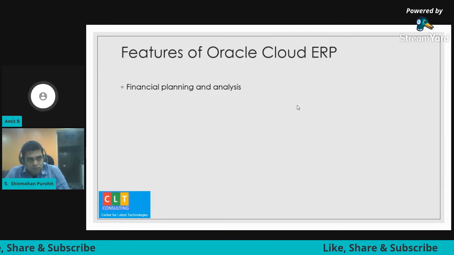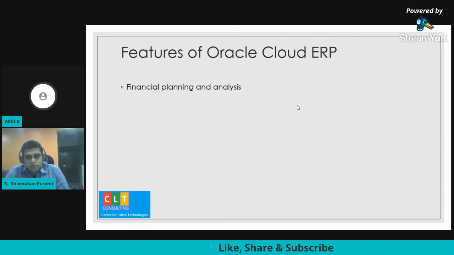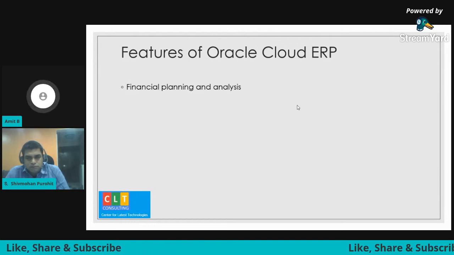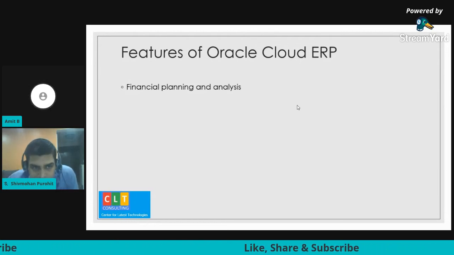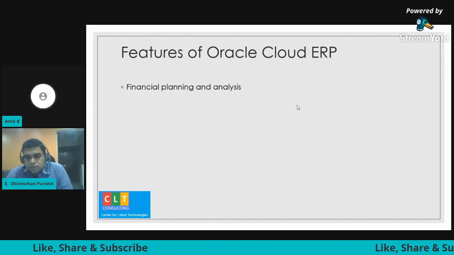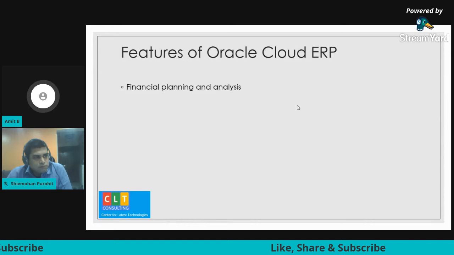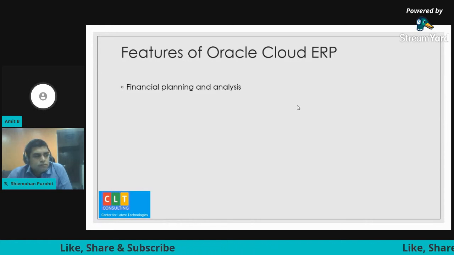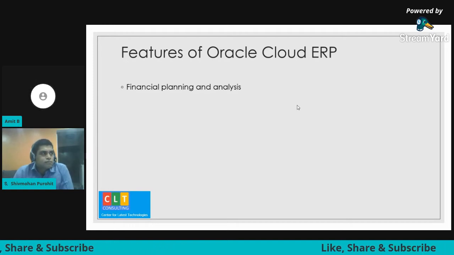You can retrieve the data on the go. You have different reporting options where you can have analysis, and reporting where you can show the trends and the graphs based on your past data and your current situation, and then you can make analysis and informed decisions. So financial planning and analysis is very well derived in Oracle Cloud ERP.